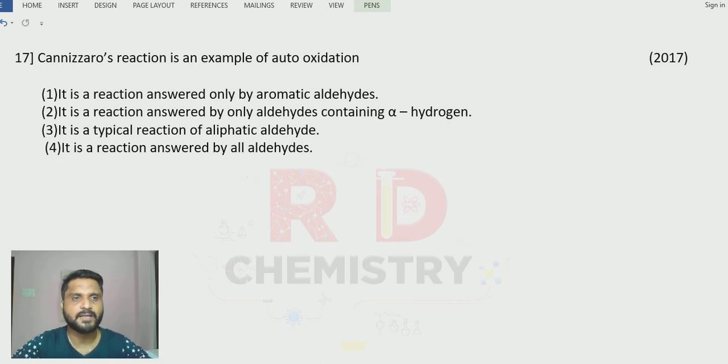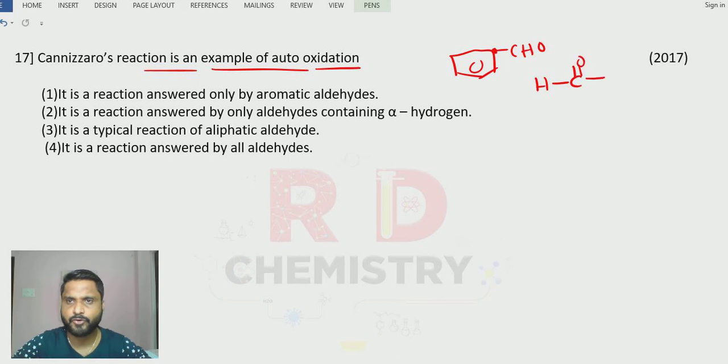Question number 17. Cannizzaro reaction is an example of auto-oxidation. Generally for the aromatic aldehydes where CHO is directly attached to benzene, there should not be an alpha hydrogen atom. There is also one aliphatic aldehyde, formaldehyde, which also does not contain the alpha hydrogen atom. So it is the reaction answered not only by aromatic aldehydes, formaldehyde can also answer. So this is one of the probable answers.